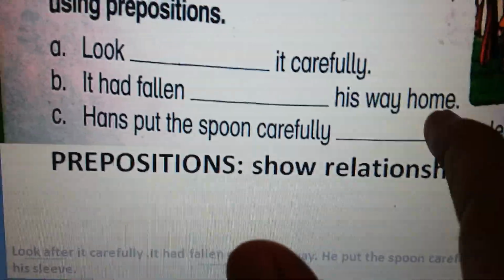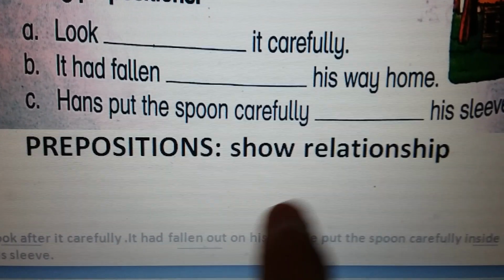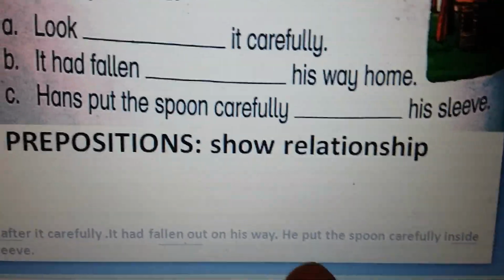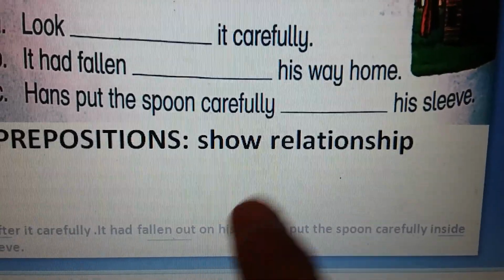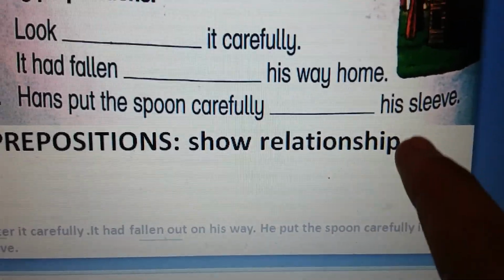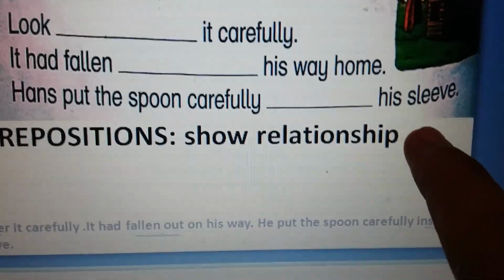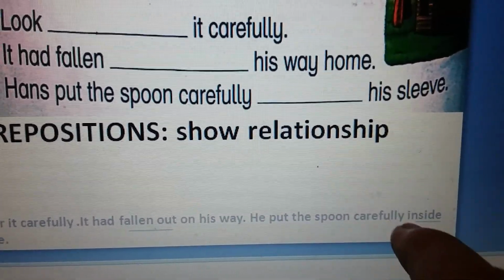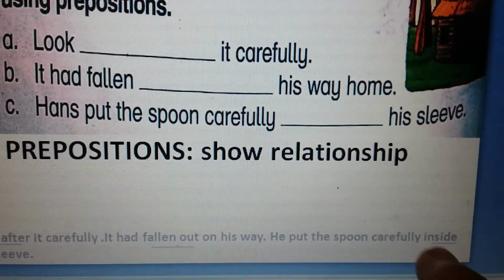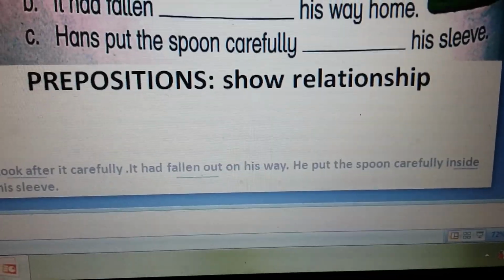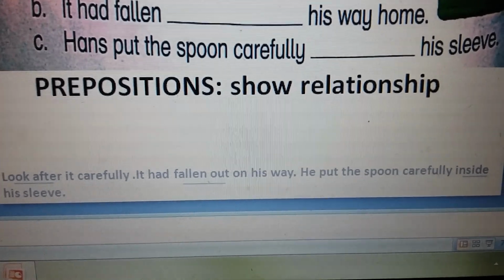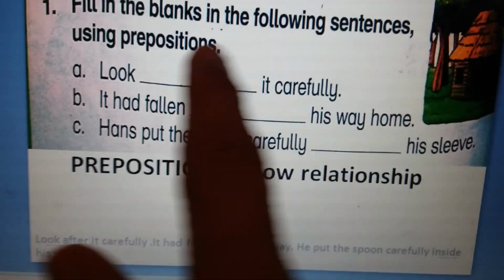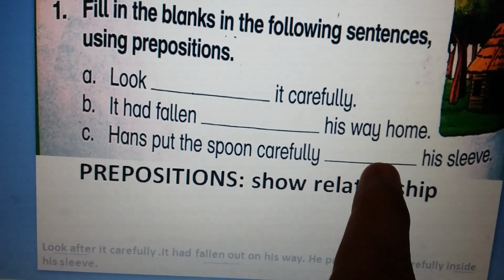Next, it had fallen dash his way. It had fallen out on his way, on the way. Hans put the spoon carefully dash his sleeve. He put the spoon carefully inside his sleeve. All sentences are given here. You have to read them and fill these blanks here.